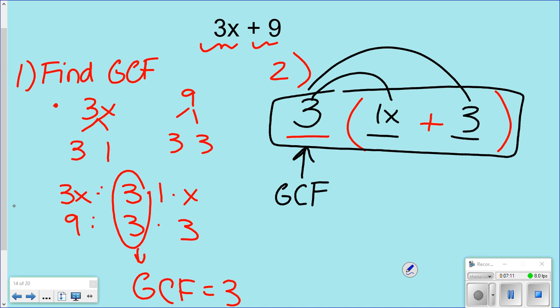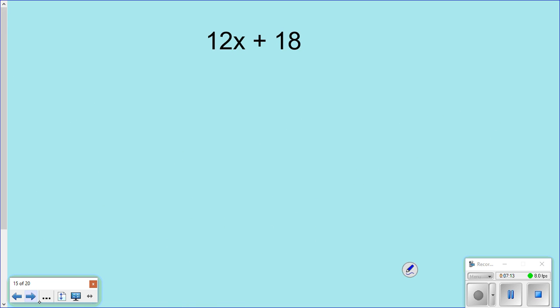Alright. Good? Okay, you try this one yourself. 12x and 18. You might have to make the trees. But you have to have the greatest common factor on the outside or it's not the correct answer, and I'll show you why.